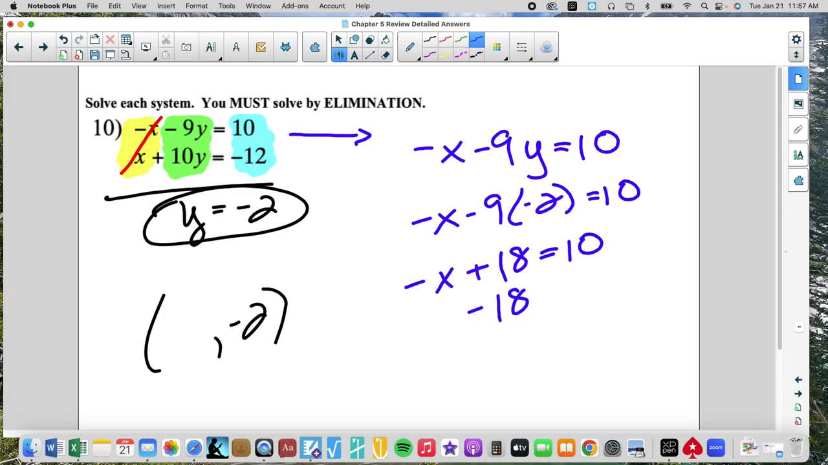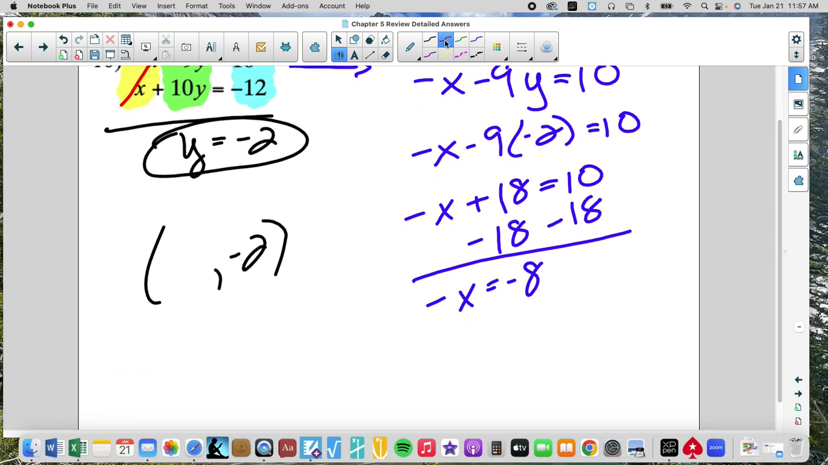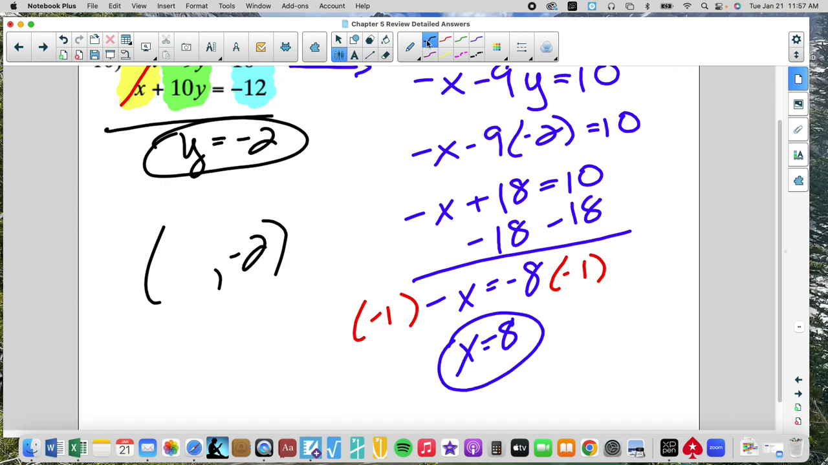We're going to subtract 18. Negative x equals negative 8. We'll multiply both sides by negative 1 to isolate the variable, and we get x equals 8. And I have my solution: 8, negative 2.